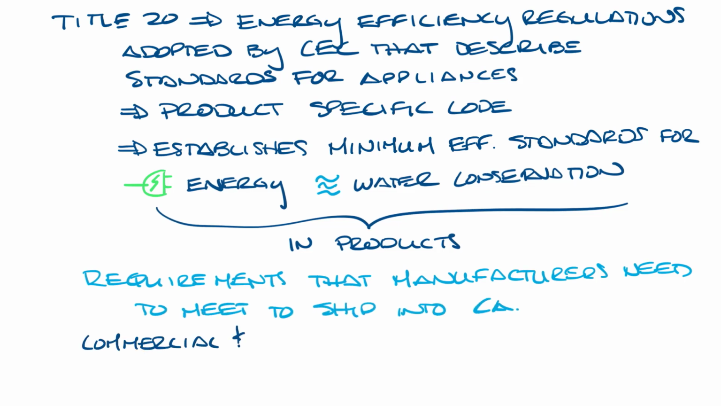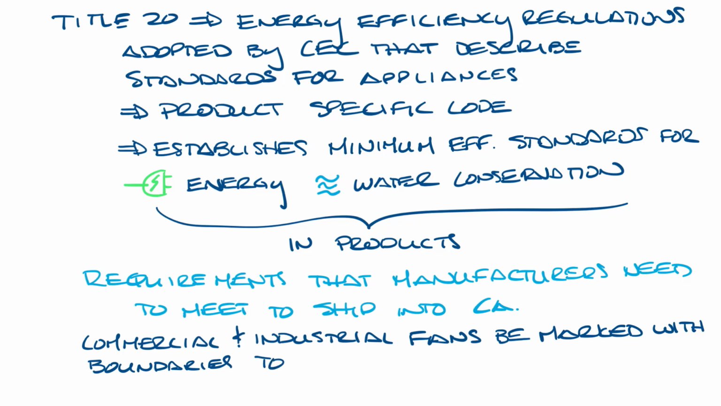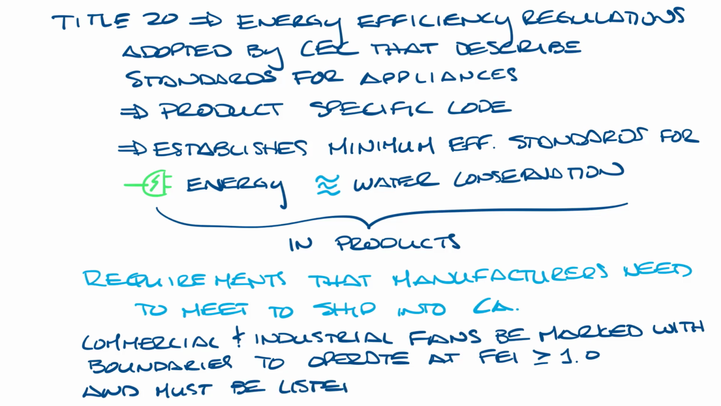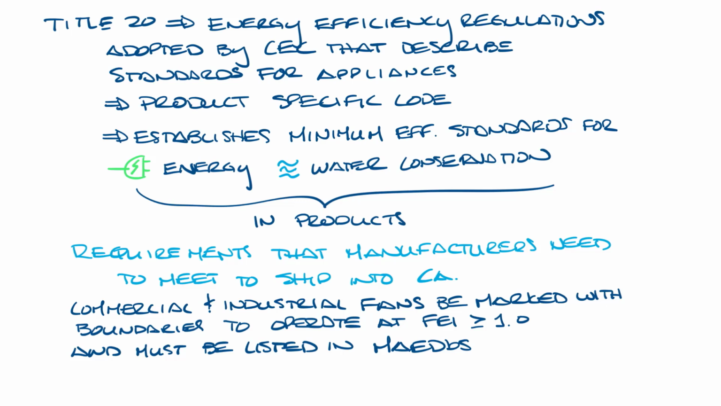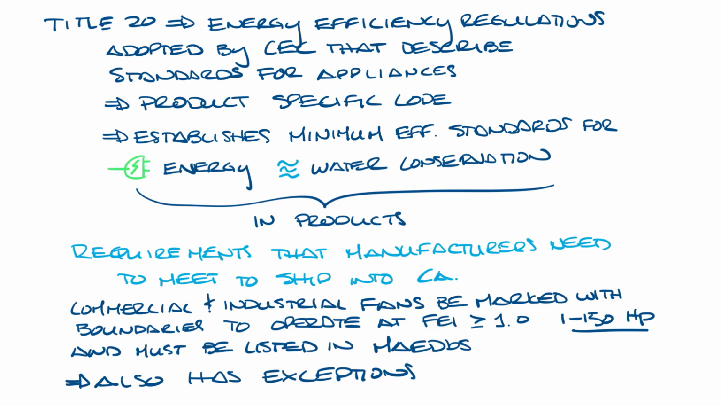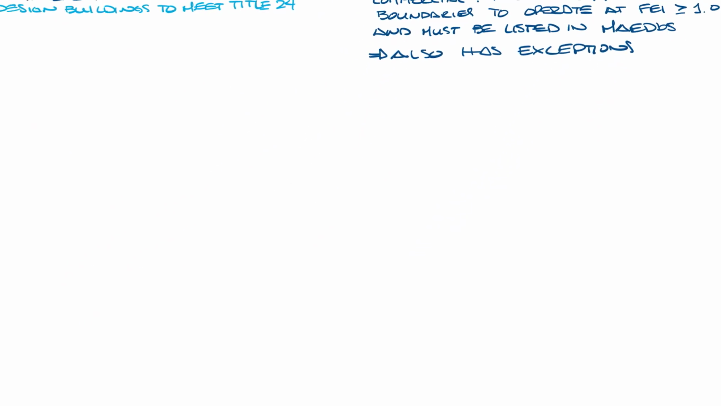It states that commercial industrial fans and blowers must be marked with the operation boundaries at which the fan will operate with an FEI of 1.0 or greater, and that the fans be listed in the California Energy Commission's Modernized Appliance Efficiency Database System, MAEDBS. I forgot to put that this is for fans with rated fan shaft power greater than 1 horsepower and less than 150 horsepower. Title 20 also has a list of exceptions for certain product types. So let's move this over again.